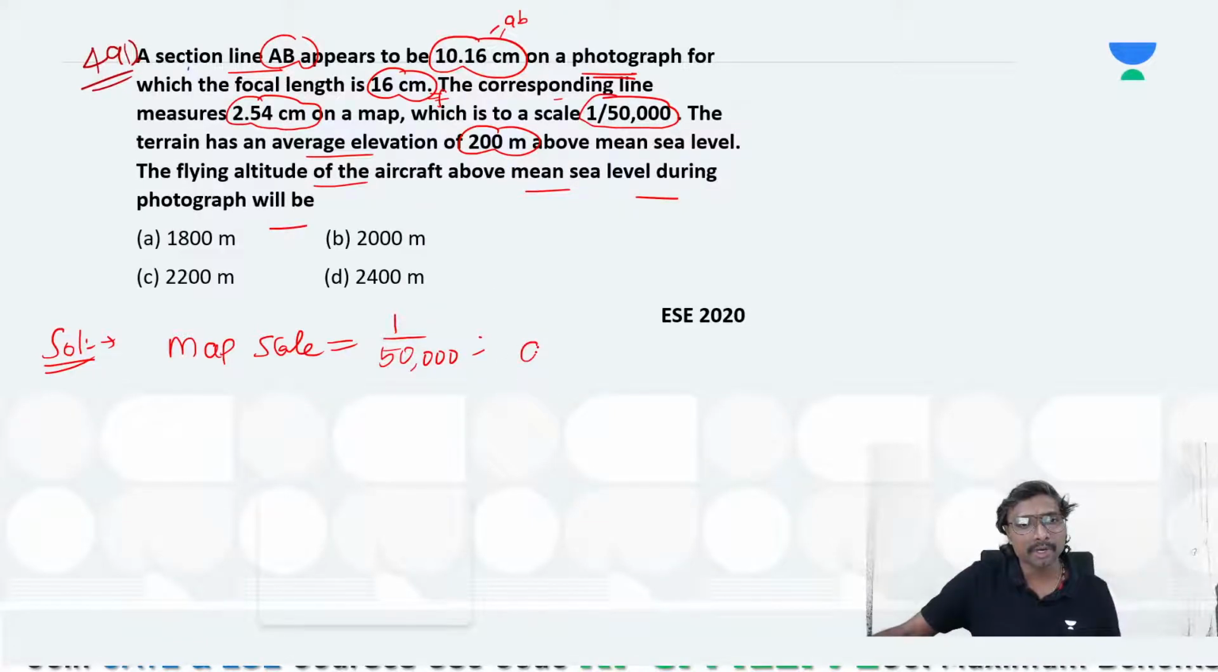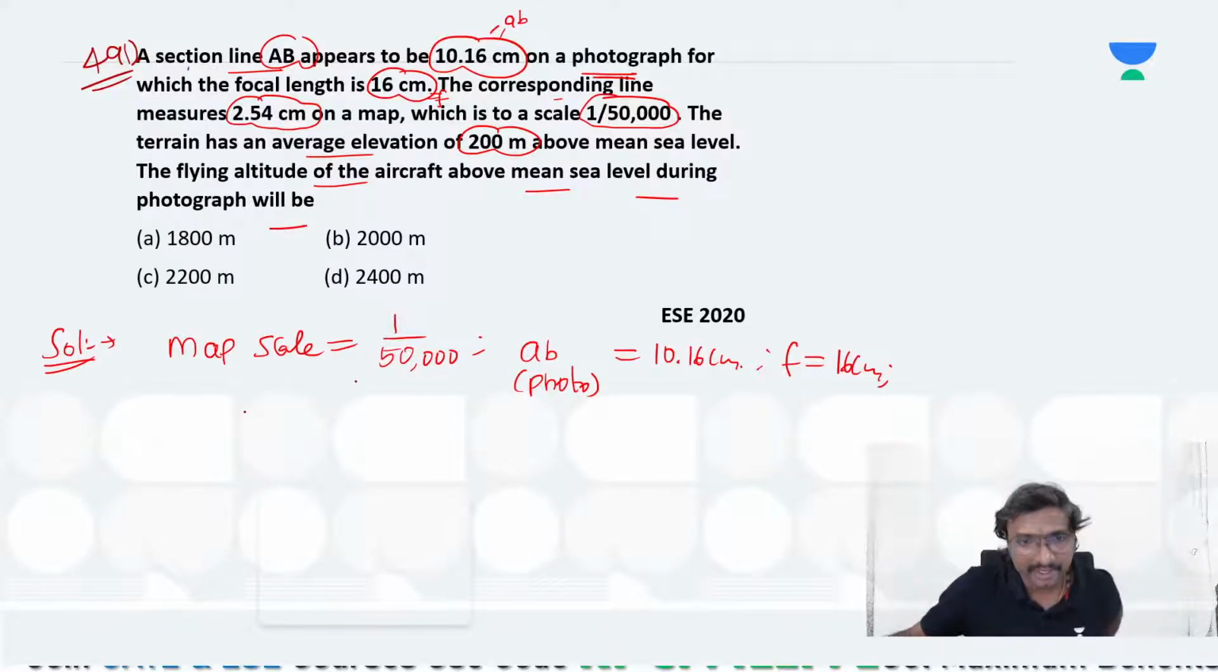And what is small ab on the photo? It is 10.16 centimeters, right? And what is the focal length given in the question? The focal length F equal to 16 centimeters is given. And what is the average elevation? Small h will be equal to 200 meters elevation from the mean sea level. And you are asked to identify capital H.